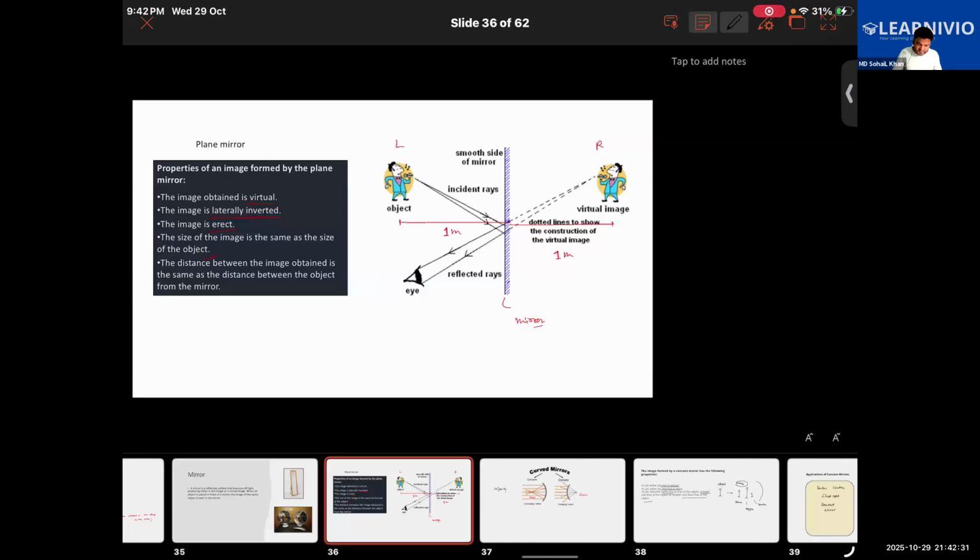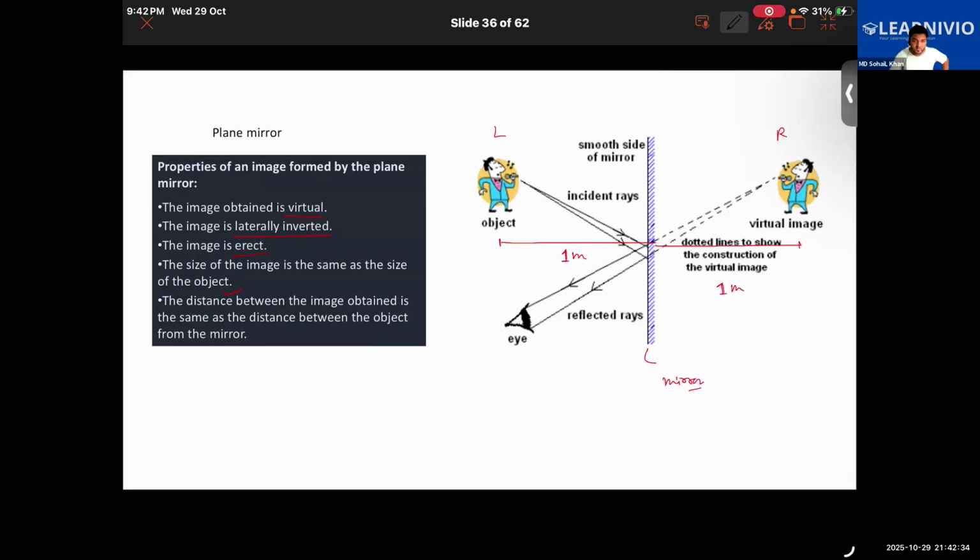Exactly. In fact, there's one more thing we discussed in the last class: we learned about the properties of the image formed by the plane mirror also. The image formed by the plane mirror is always virtual. You can't obtain your image on a wall. It's laterally inverted. If you have raised your left hand, in the image it appears as if you have raised your right hand. The image is always erect, not upside down. The size of the image is the same as that of the object.